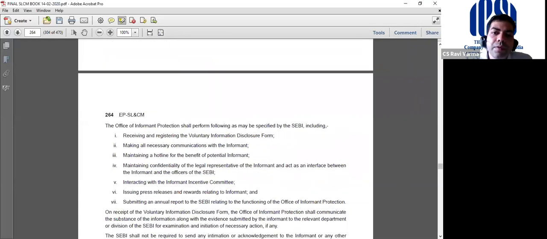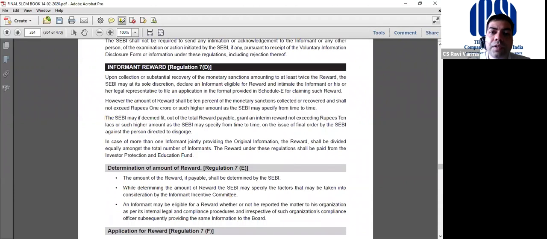Once SEBI receives the information, the officer will perform the following functions: receive the information, make necessary communication with the informant, maintain a hotline so that the informant can inform, interact with the informant incentive committee, who will award the reward. Once the awards are released, they will issue the press release, etc., and submit the annual report. This is the duty of the Office of Informant Protection. So this is the mechanism.